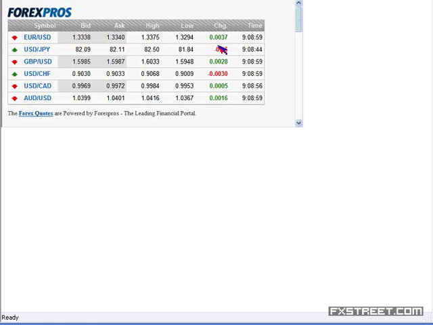For example, euro, when it is showing a 37 pips positive net change, it indicates that from yesterday's US session close, euro has gained about 40 pips. So that means yesterday's US session close rate was 1.3301. Then 40 pips added to it, it becomes 1.3341. So this is how the net change indicates.